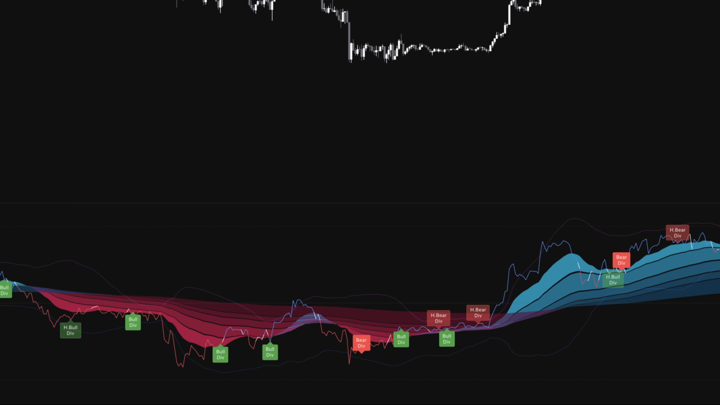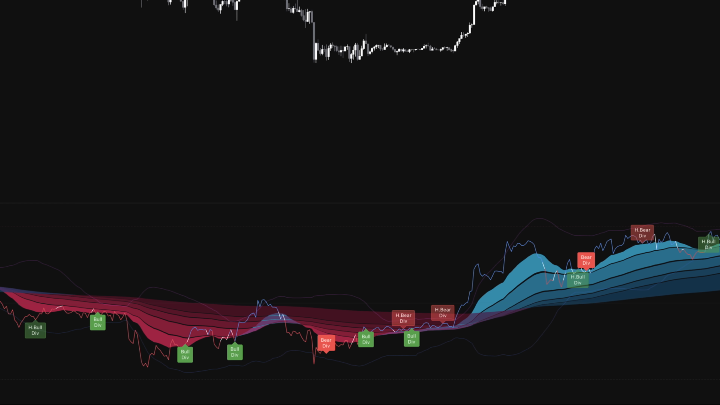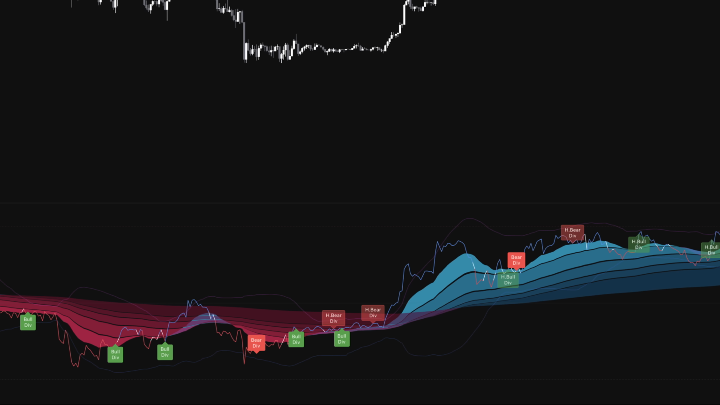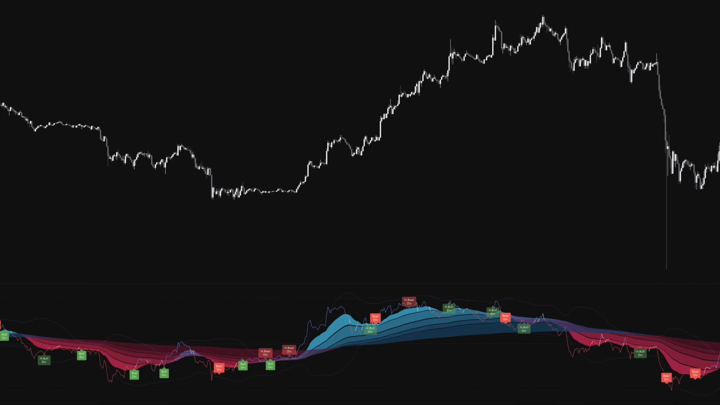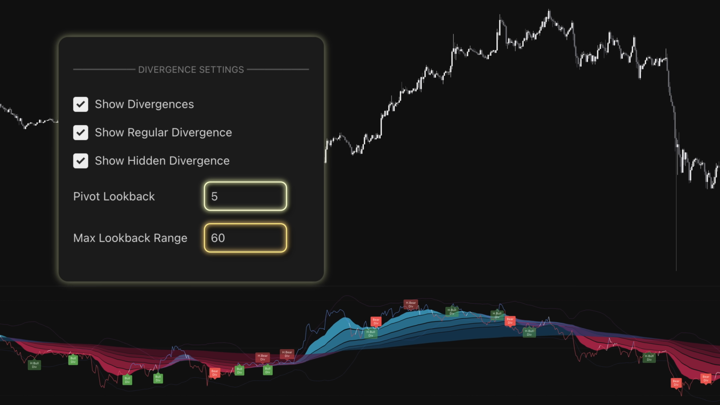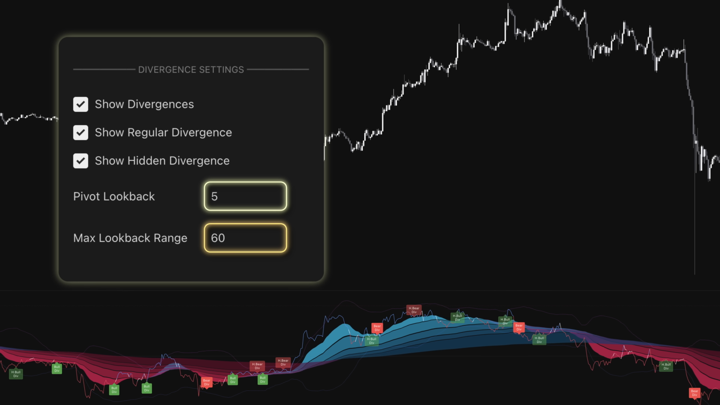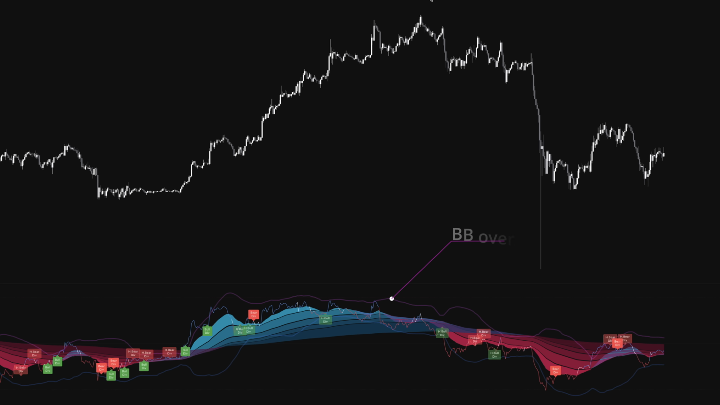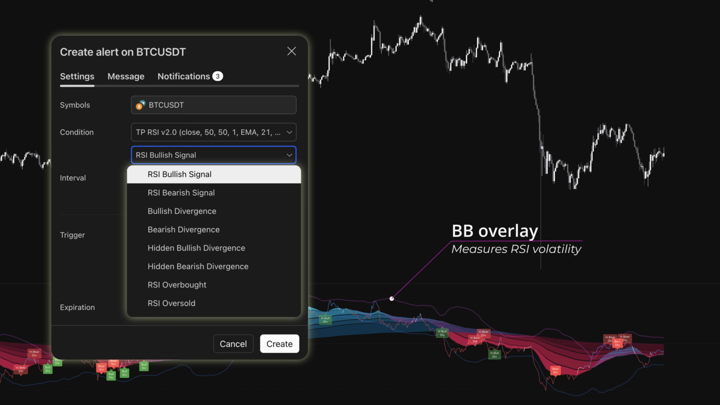Built-in divergence detection automatically flags both regular and hidden divergences between price and RSI, giving traders early signs of potential reversals. These signals, combined with customizable look-back ranges, make it practical across various assets and time frames. The Bollinger Band overlay helps gauge RSI volatility, while alert conditions simplify automation for those relying on notifications rather than visual cues.